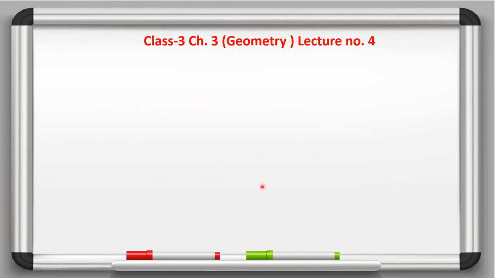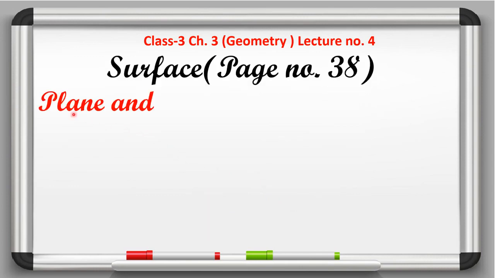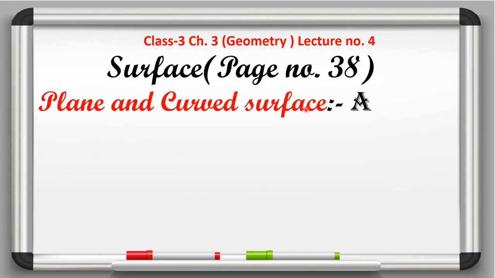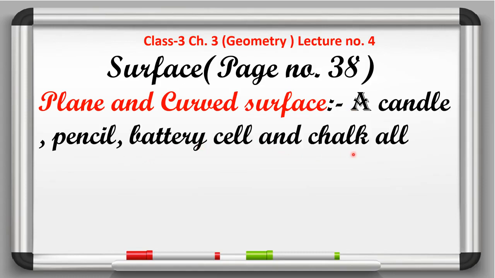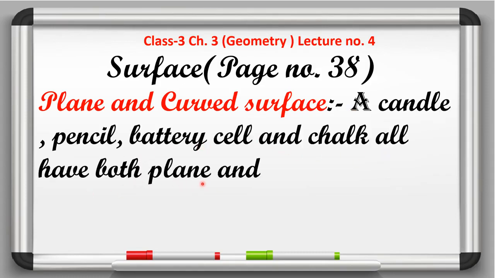Okay, now the next one is plane and curved surface. A candle, pencil, battery cell and chalk all have both plane and curved surfaces. यहाँ पर बेटा candle, pencil, battery cell, chalk, इन सब के जो surface होते हैं वो दोनों होते हैं plane और curved surface. ठीक है, so let's see how.